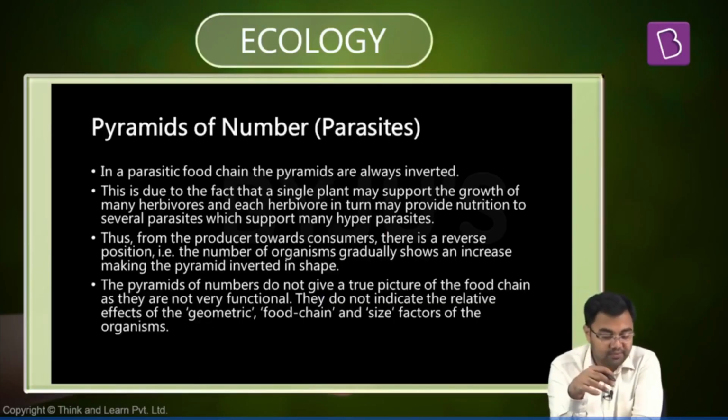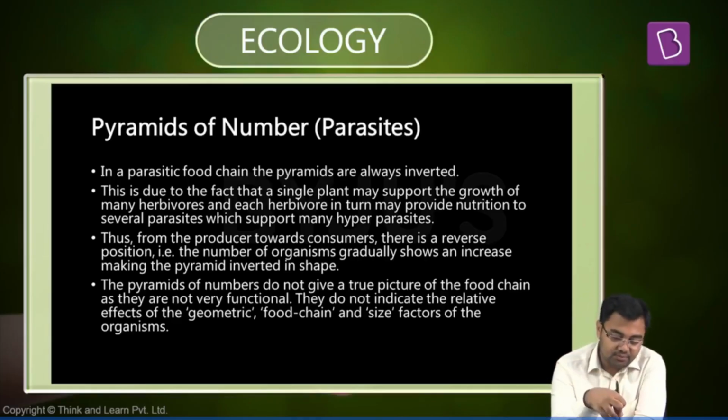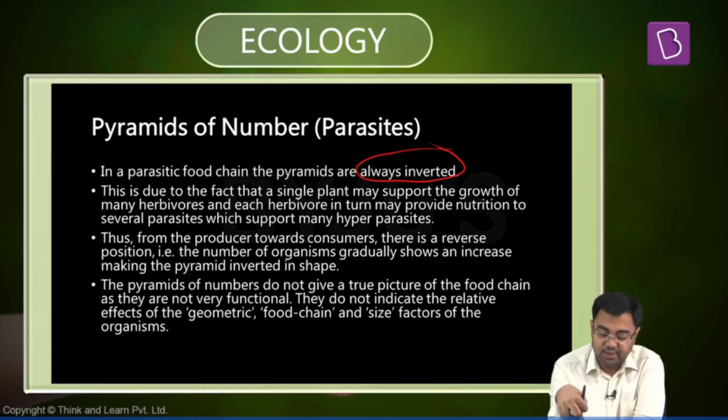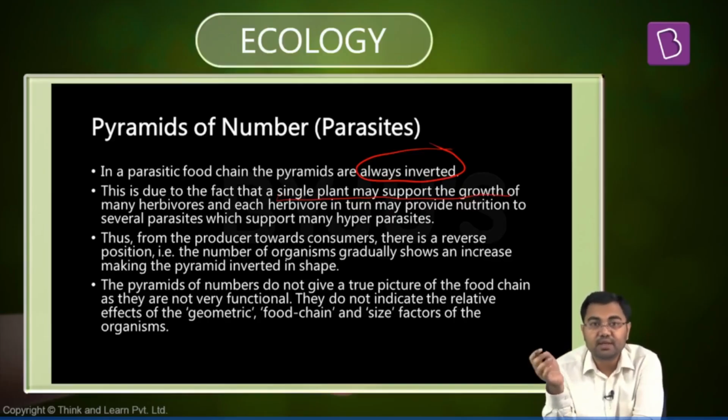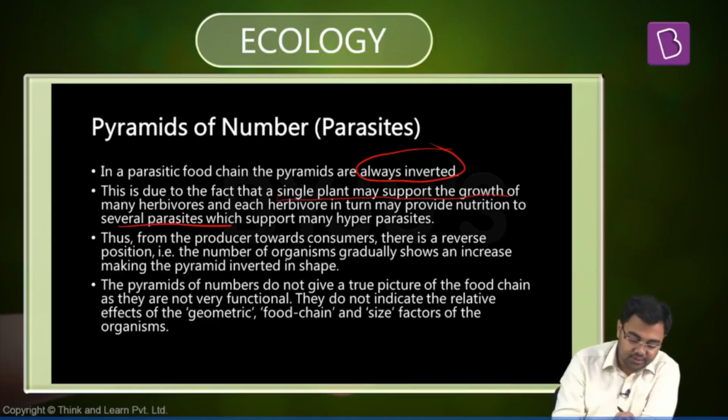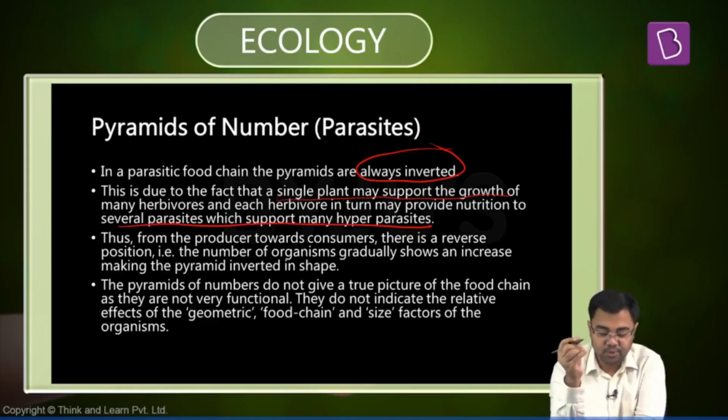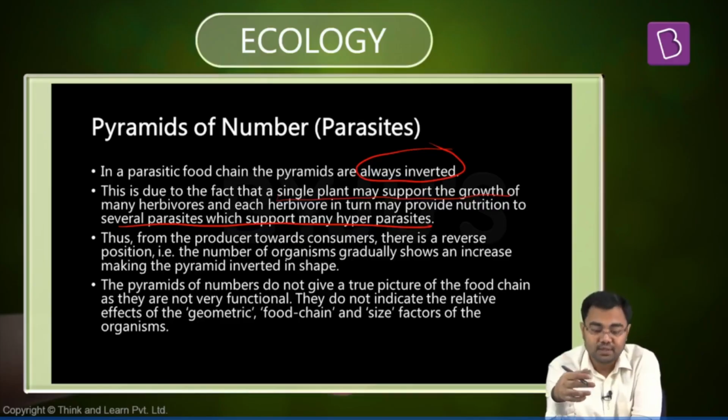The next one that we have is the pyramid of number in terms of parasites. Now in parasites, this food chain is always inverted. This is due to the fact that a single plant may support the growth of many herbivores, and each herbivore in turn is able to provide nutrition to several parasites which support many hyperparasites. So what are parasites and what are hyperparasites?